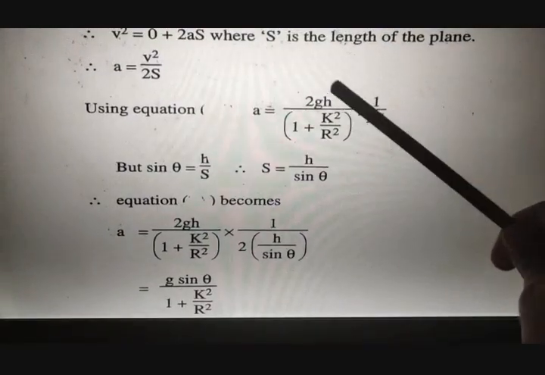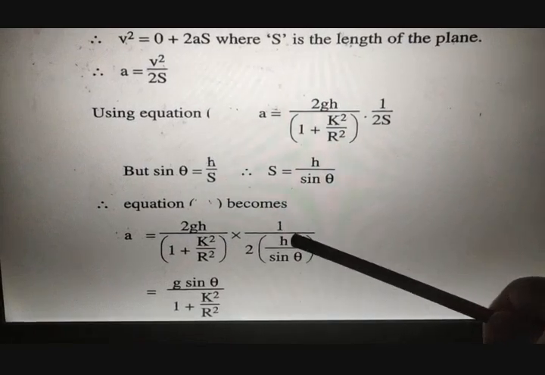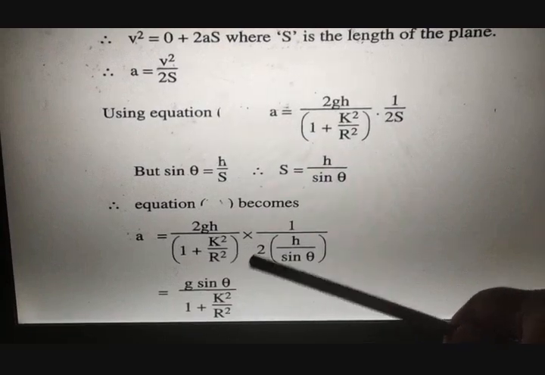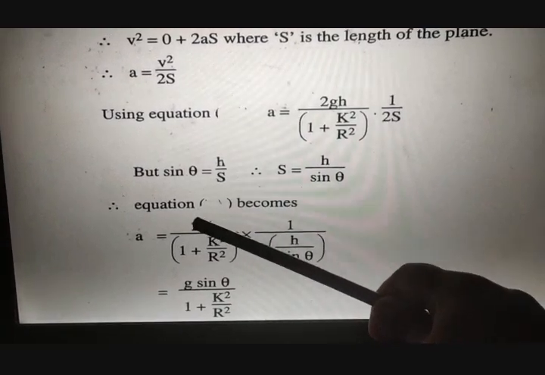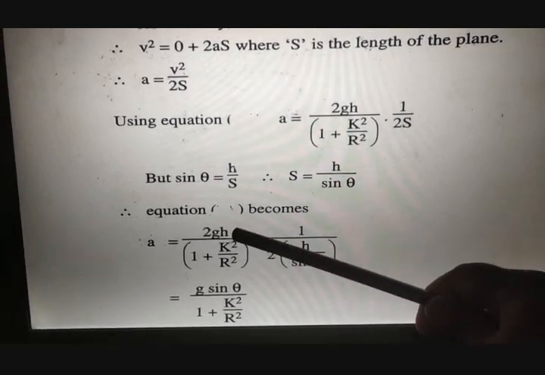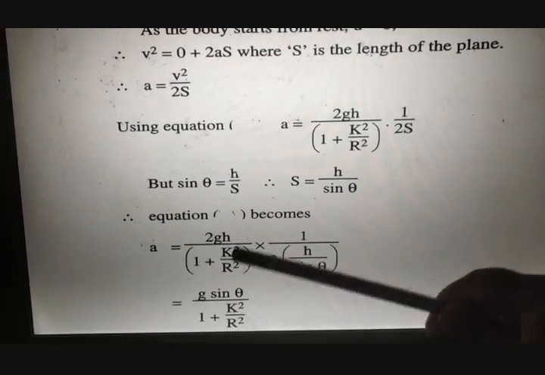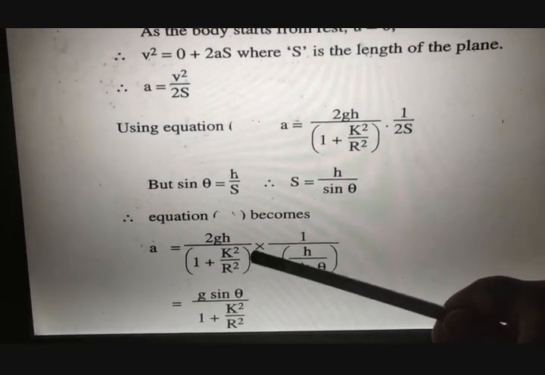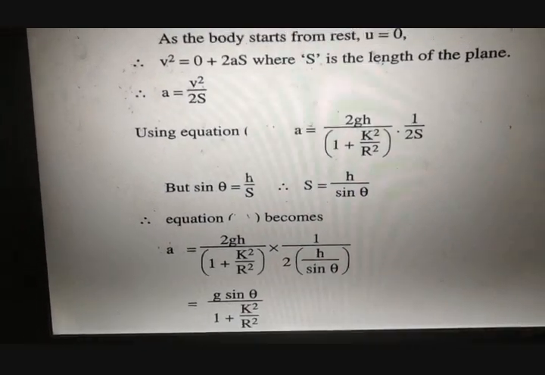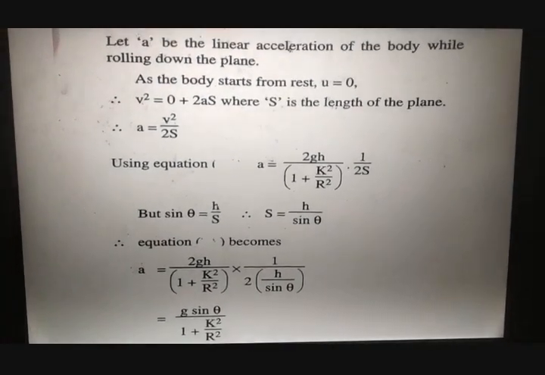So therefore what you will get: this term as it is, into 1 upon 2 also as it is. Instead of s you will write h upon sine theta. Now this 2 and this 2 will get cancelled. g is over here, this h and h also get cancelled, so g as it is, and sine theta will go in the numerator, so it is g sine theta upon 1 plus k square upon r square. So this expression is also useful for your numericals.